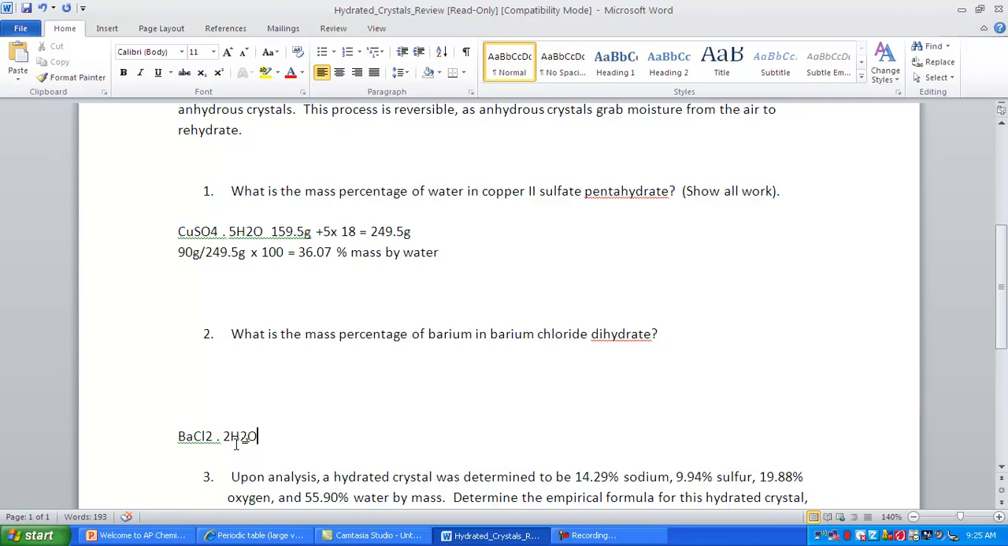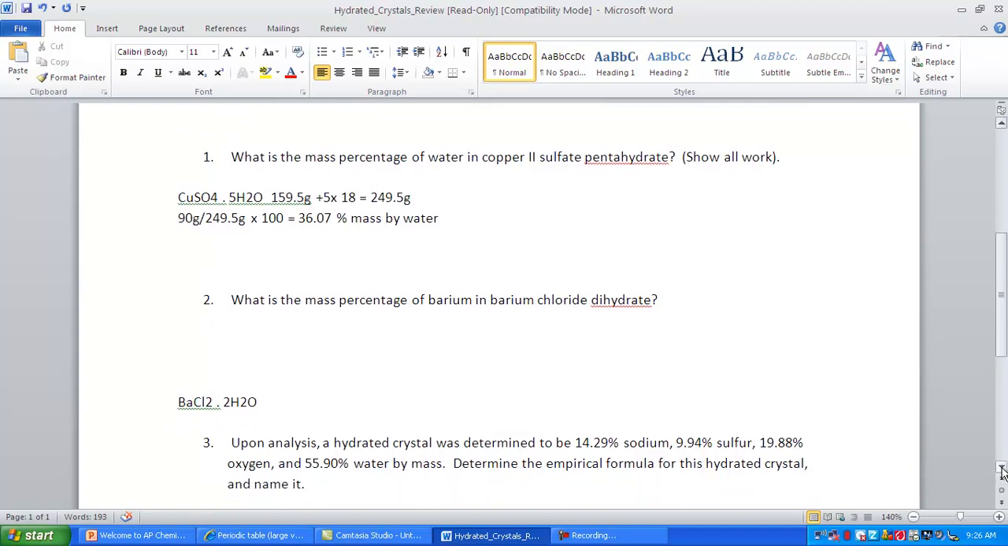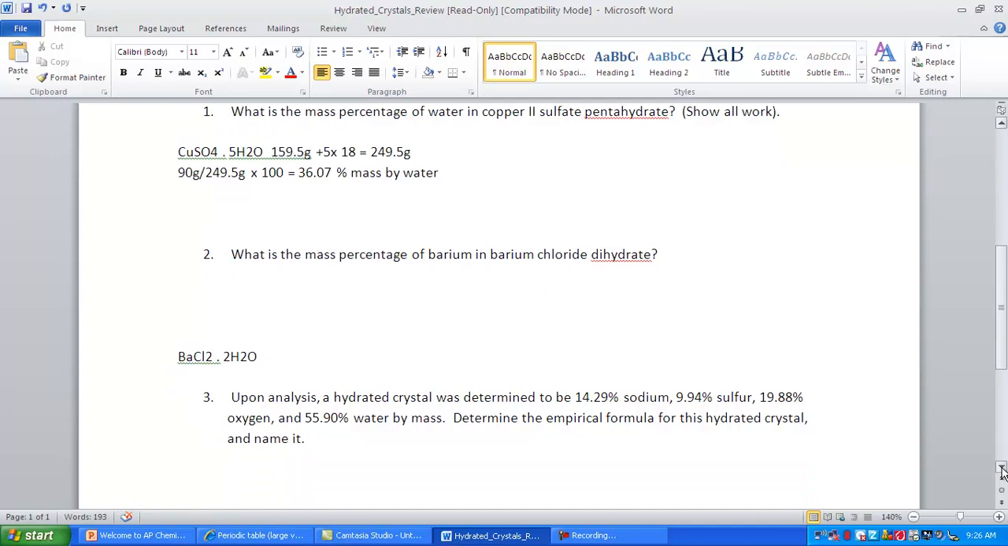Then take the weight of barium over the weight of the entire mass and express that as a percent. The problem-solving strategy is identical to number 1, but instead of targeting water, we are targeting barium. And again, I won't work that out. I'll allow you to follow the strategy, mass percentage by barium. Let me talk you through number 3 as well.